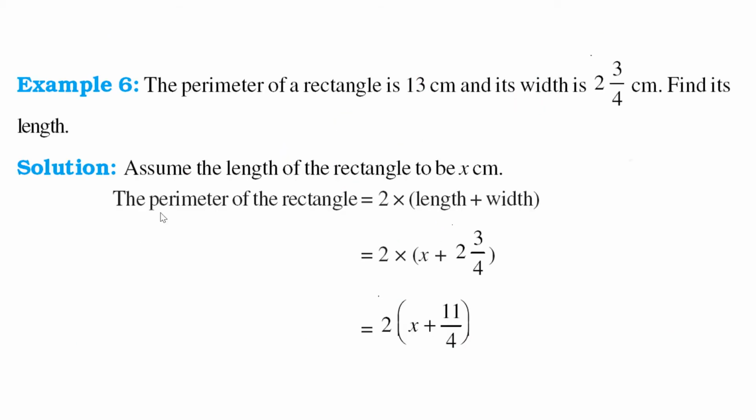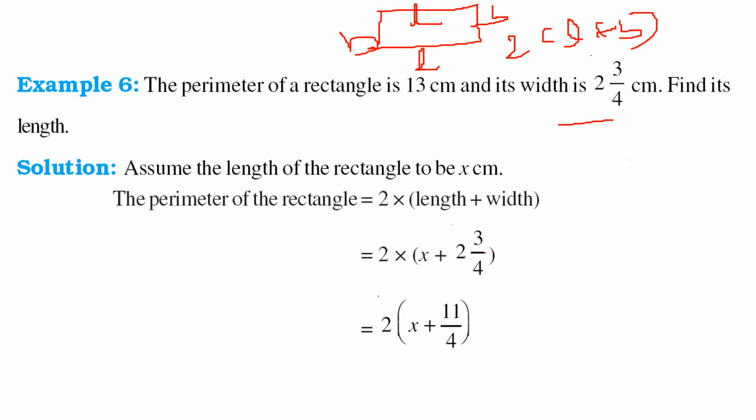The perimeter of a rectangle is 13 cm and the width is this. Find its length. The perimeter is nothing but, when we talk about a rectangle, this is length, this will also be length, this is b, this is b. So 2 into L plus b, this is the perimeter, and it is given as 13 cm. And the width is 2 and 3 by 4. So the width is also given. So what is the width? This 2 and 3 by 4, and it can be taken as 4 twos are 8 plus 3 is 11, 11 by 4.